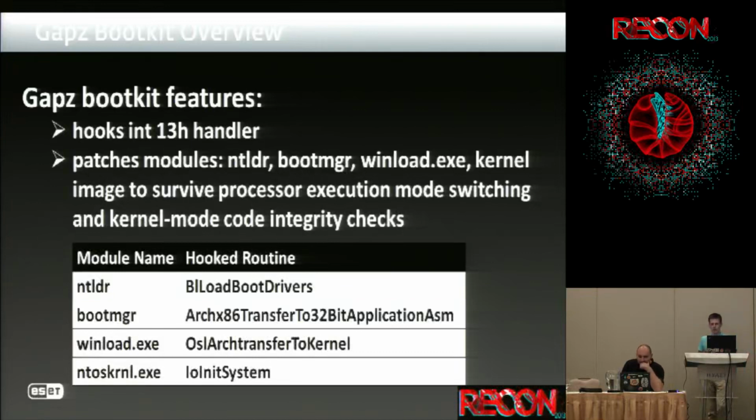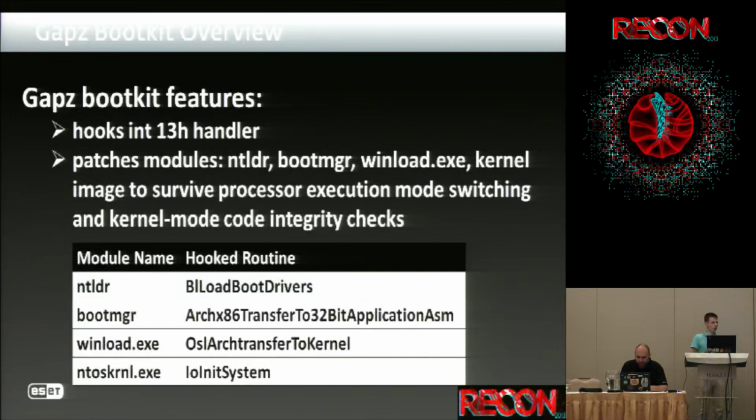To achieve this, a rather standard approach is used. It starts with hooking the interrupt 13 handler, which is used to access the hard drive, to read or write the hard drive. So being able to hook this interrupt handler, the malware intercepts read requests from the hard drive and modifies the following modules: NTLDR, boot manager, winload, and kernel.